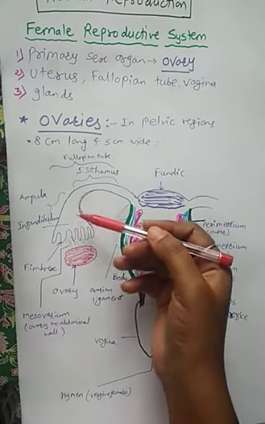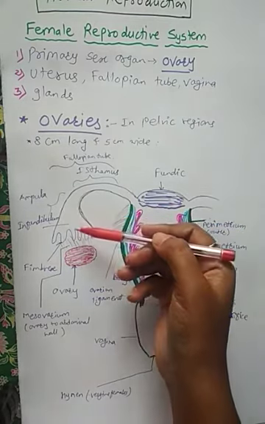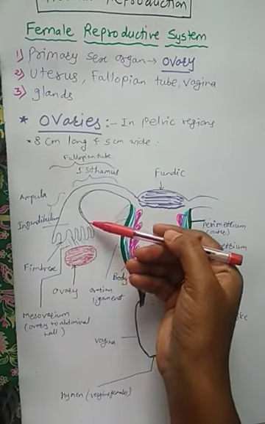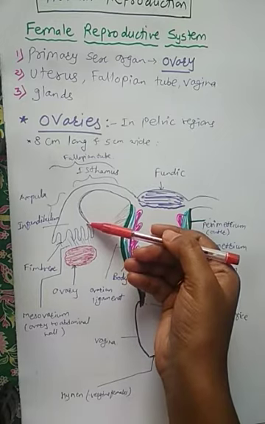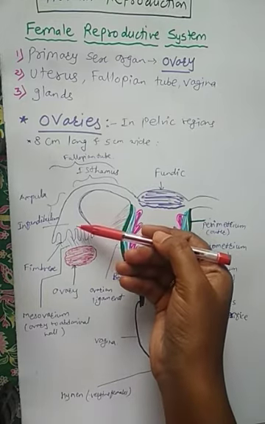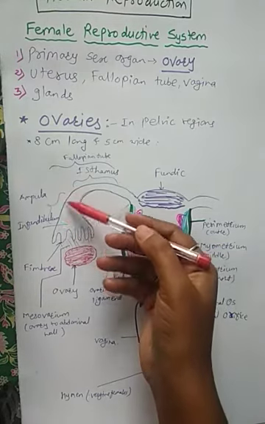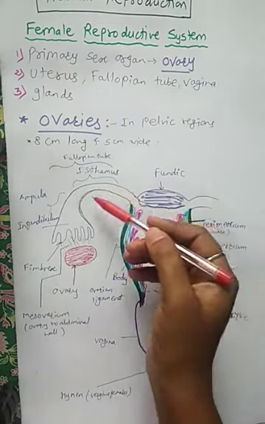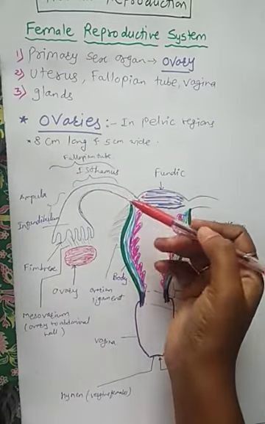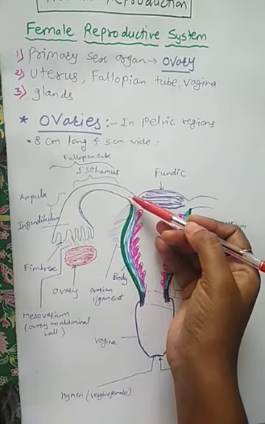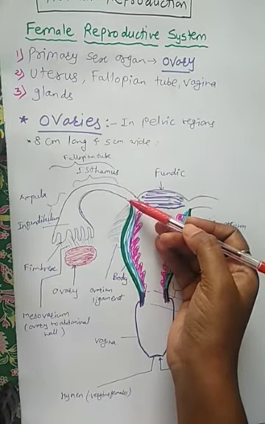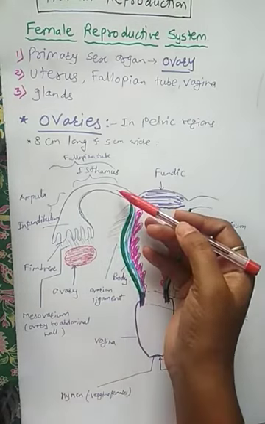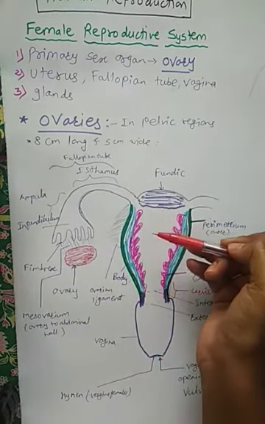This fallopian tube has a first part, the funnel-like swollen part, which is called the infundibulum. Then the second part is the ampulla, and the next part is the isthmus. The whole tube-like structure is called the fallopian tube. The ovum is collected and passes through the ampulla, and then it is transferred through the isthmus to the uterus.